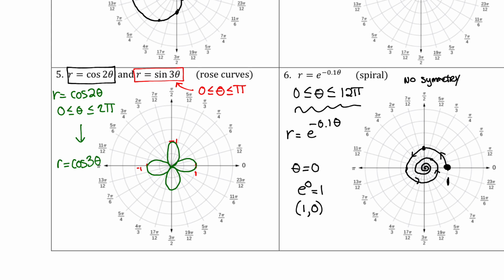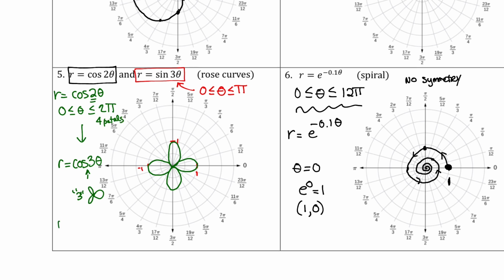And how many petals do I have when 3's involved? I have 3 petals. Do you guys see that? Whereas when I had 2 theta, I had how many petals? I had 4 petals, so to speak. Are you kind of seeing something that happens? What happens if I have r equals cosine of 5 theta? How long does it take to get around that curve?